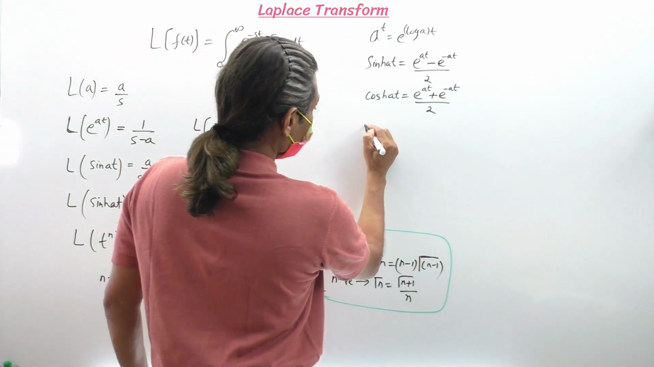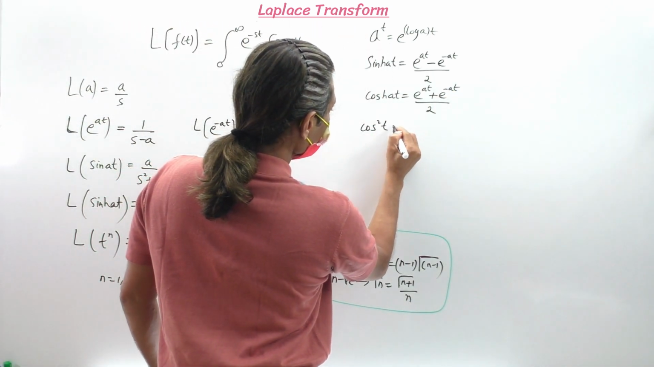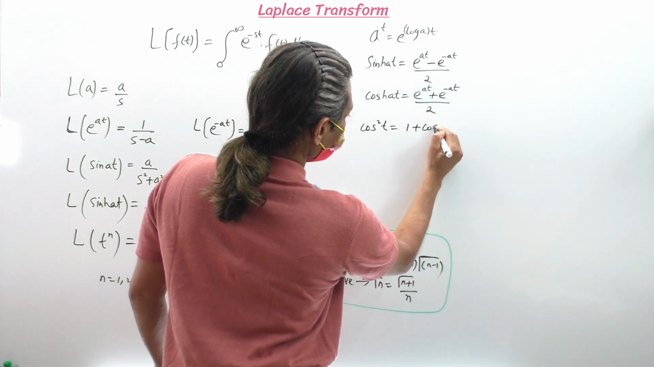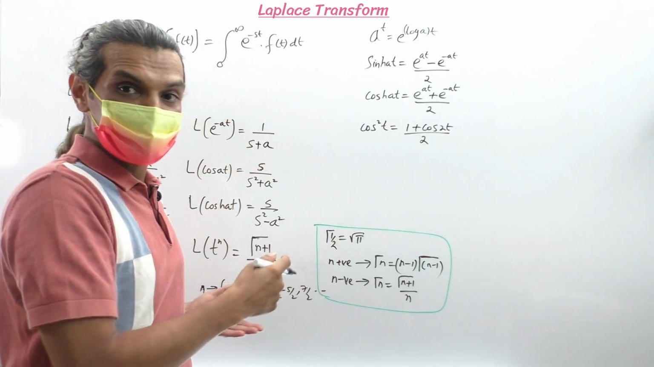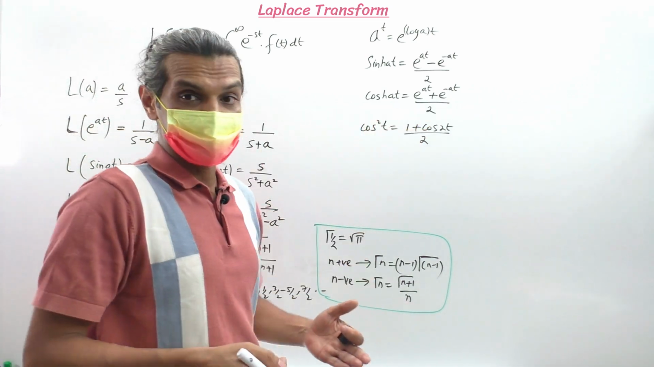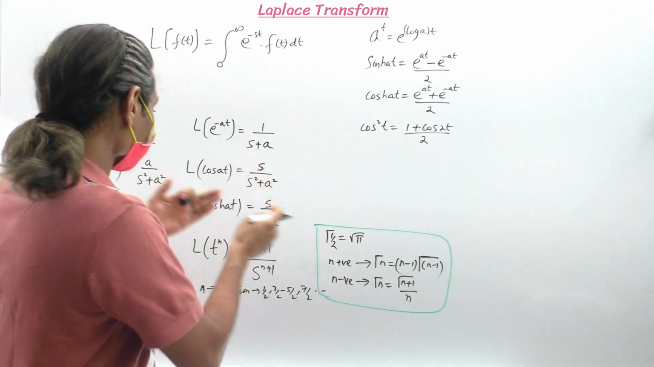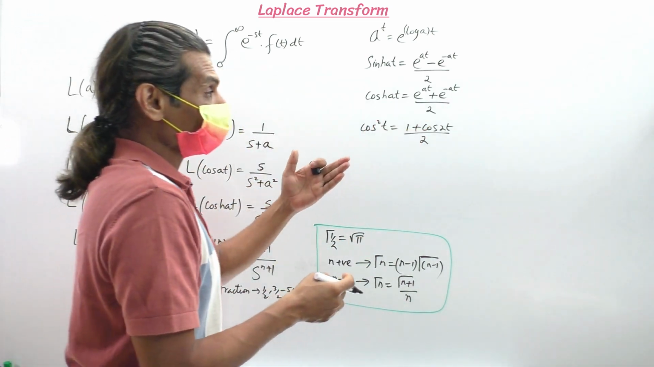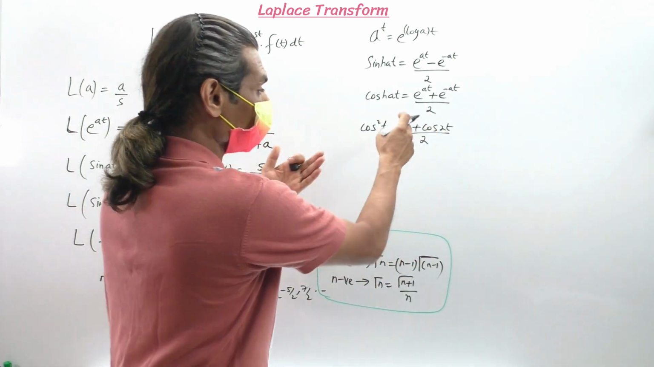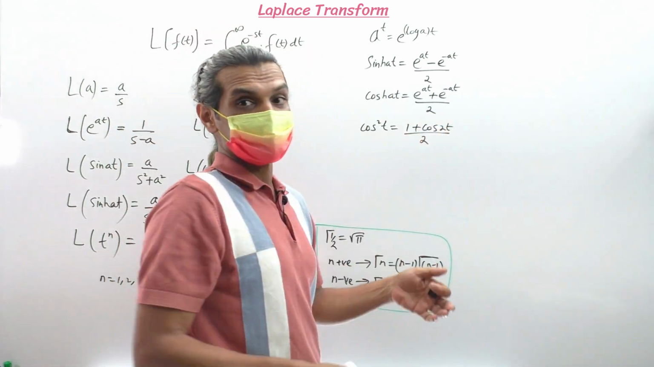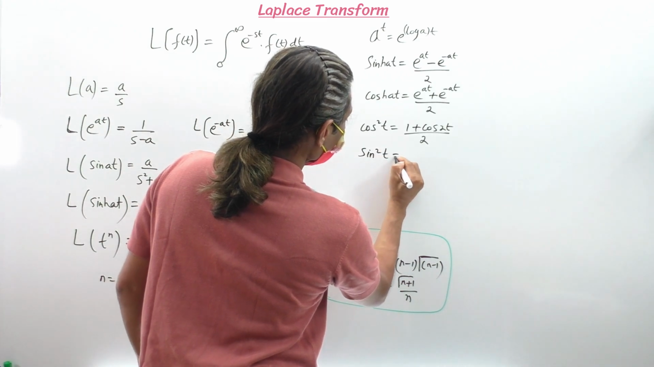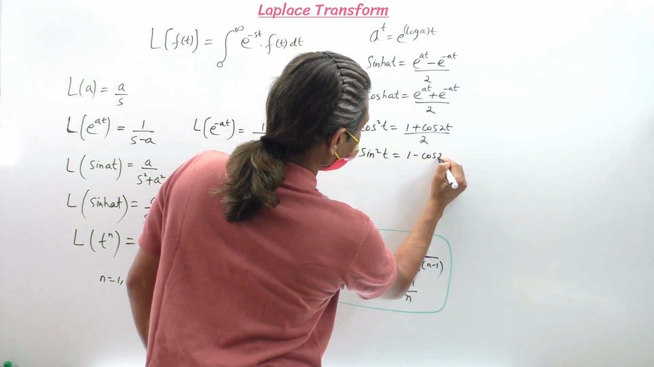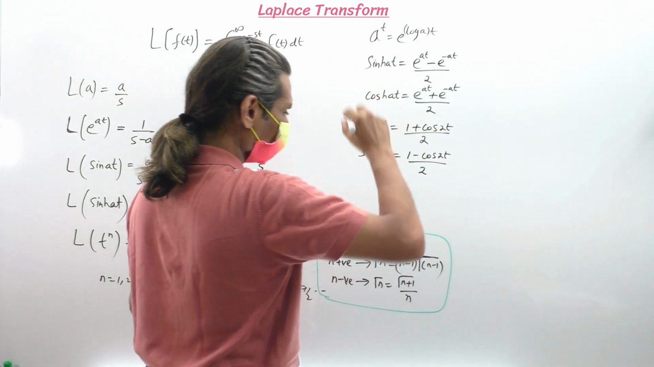Then we have cos square t is equal to 1 plus cos 2t by 2. Note that in any mathematics, wherever cos square is given, it is not standard, while cos and sine are standard. So wherever cos square is given, you always write cos square t is equal to 1 plus cos 2t by 2. These are all trigonometric identities. Then sin square t is equal to 1 minus cos 2t, whole divided by 2.